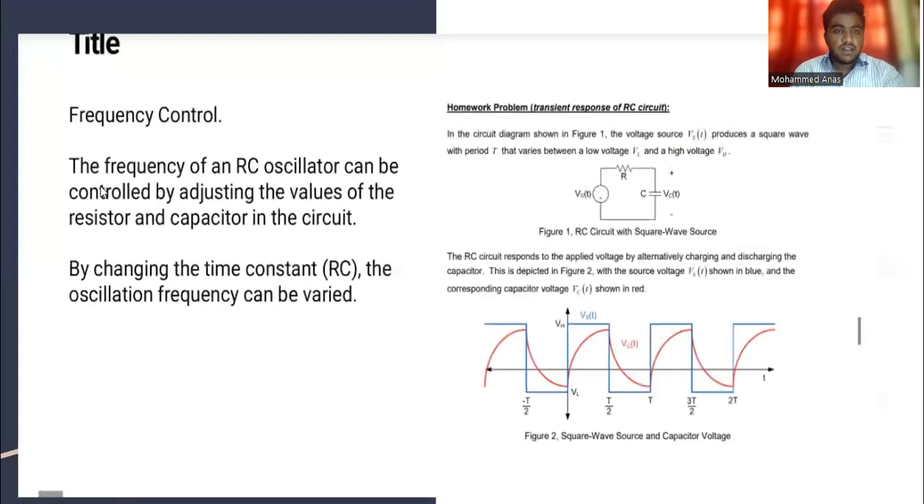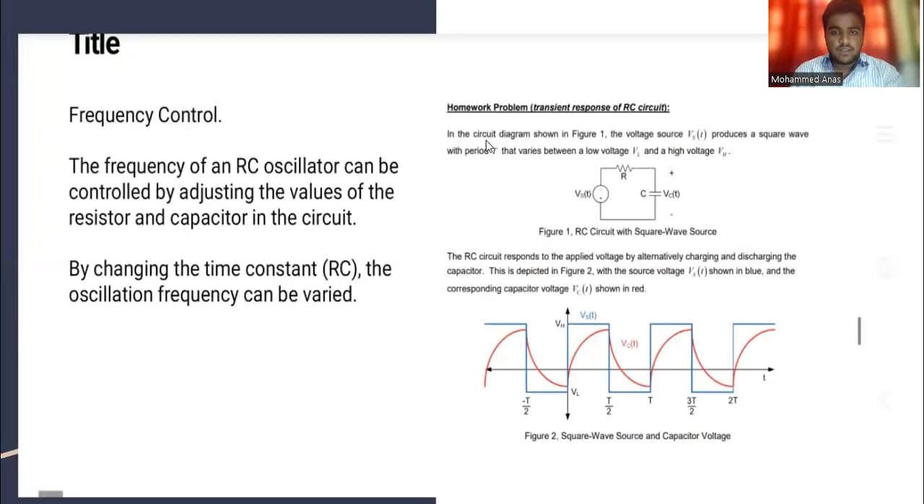Frequency control. The frequency of an RC oscillator can be controlled by adjusting the values of the resistor and capacitor in the circuit. By changing the time constant RC, the oscillation frequency can be varied. This is the problem of an RC circuit.